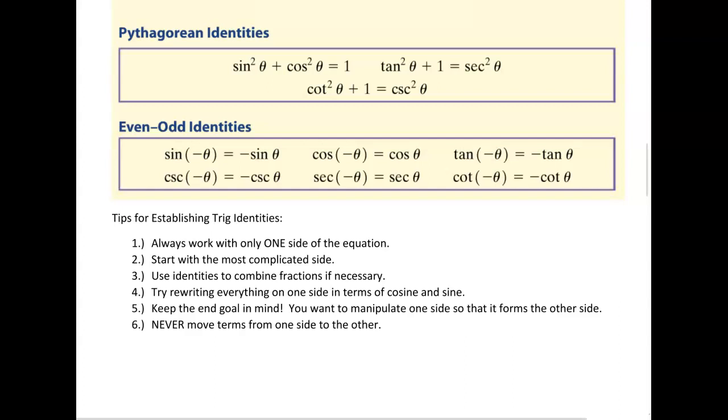So we always work with one side of the equation. Typically, you want to start with the most complicated side. And then we're just going to try to rewrite it and make it look like the other side. So let's look at a few examples.